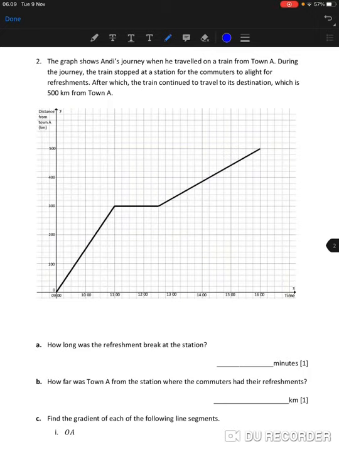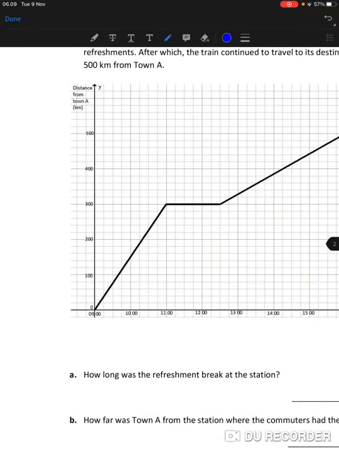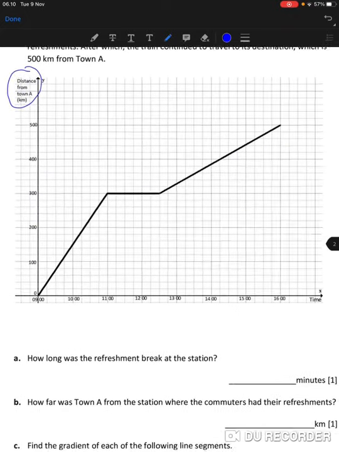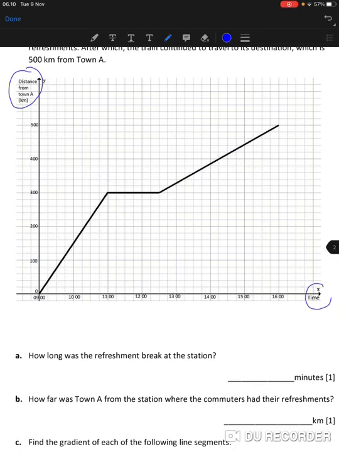Okay, number 2. The graph shows Andy's journey when he traveled on a train from town A. During the journey, the train stopped at a station for the commuters to alight for refreshment, after which the train continued to travel to its destination, which is 500 kilometers from town A. Basically, the y-axis represents the distance from town A, and the x-axis is our time.